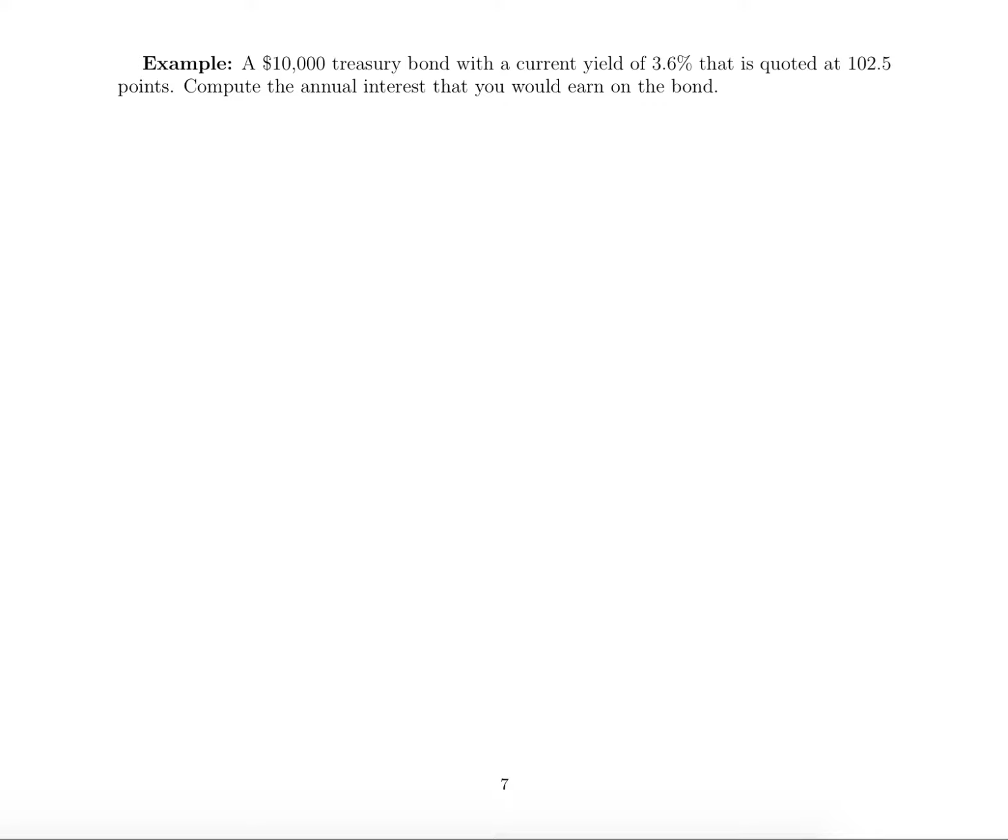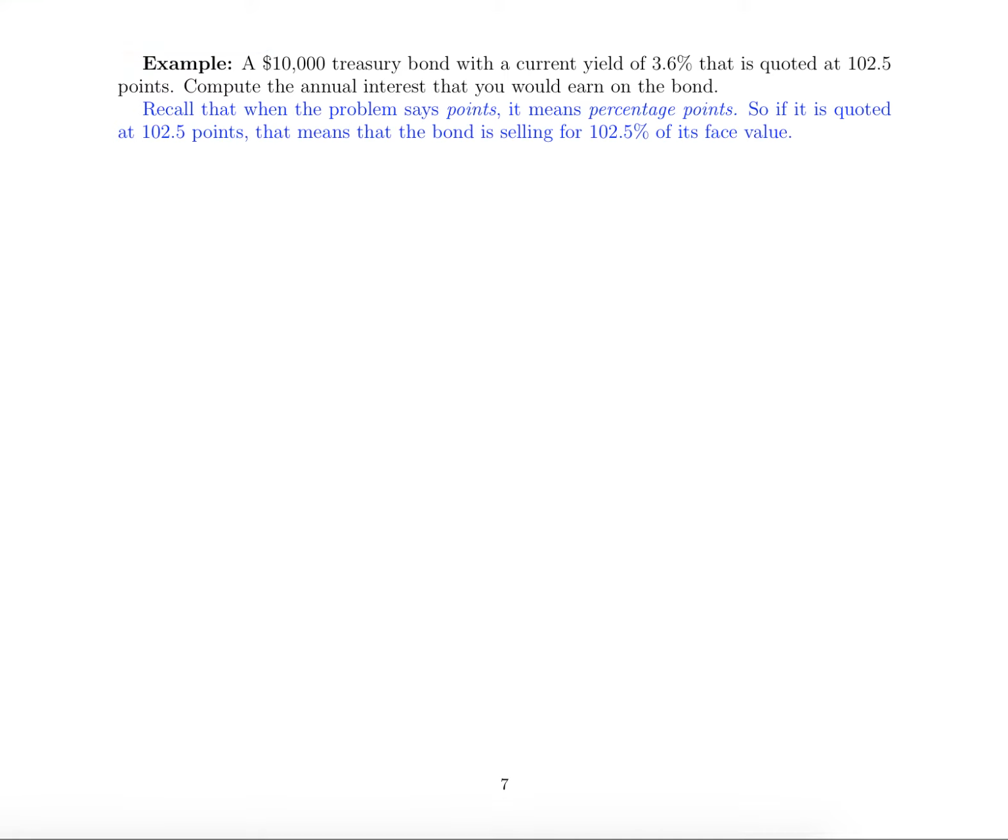A $10,000 treasury bond with a current yield of 3.6% that's quoted at 102.5 points. Compute the annual interest you will earn on the bond. So first, we recall when the problem says points, it means percentage points. So if it's quoted at 102.5 points, that means the bond is selling for 102.5% of its face value.